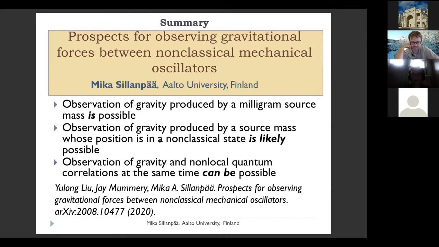Why do it? Well, it's interesting. That is one requirement to do this. Push this to the quantum regime. We can make the source mass be in a non-classical state. It's pretty likely it's possible. Observe the gravity, and then it's a bit on the edge, but if one can create this entanglement and the self-gravity in the system, that is plausible, I would say. And this is the arXiv reference where there are plenty of details.